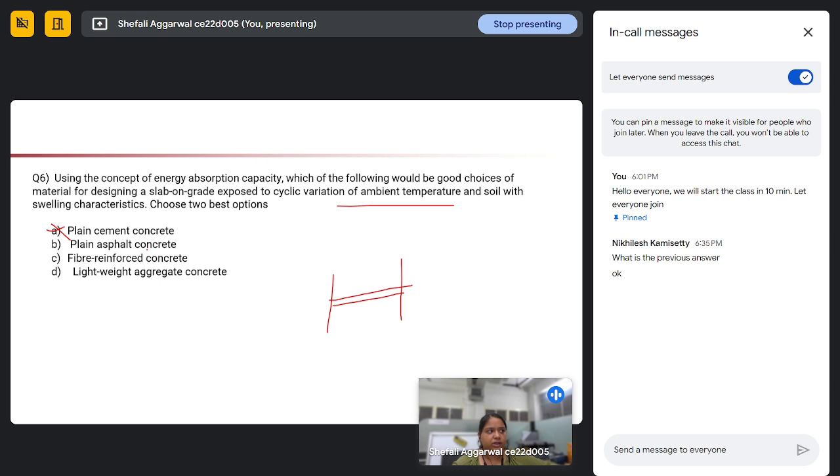Second is asphalt concrete. Since we have ambient temperature, and the temperature is not rising too much, that means we can use plain asphalt concrete. Third is fiber reinforced concrete. Fiber reinforced concrete will be very good when both the temperature and the soil beneath have a high swelling characteristic. Last is lightweight aggregate concrete. If we have lightweight aggregate concrete, what will happen? Because of swelling, it will be easy for our slab on grade to break. So the correct options will be B and C.